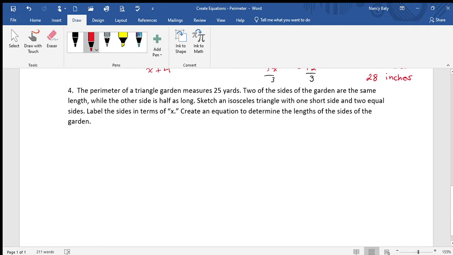The perimeter of a triangle garden measures 25 yards. Okay, again, perimeter, 25 yards. 2 of the sides of the garden are the same length, while the other side is half as long. Okay, 2 sides are the same. That's an isosceles triangle. So let's draw an isosceles triangle. So these 2 are the same. This is half as long. So why don't we call these 2 x? And this has to be half of x.